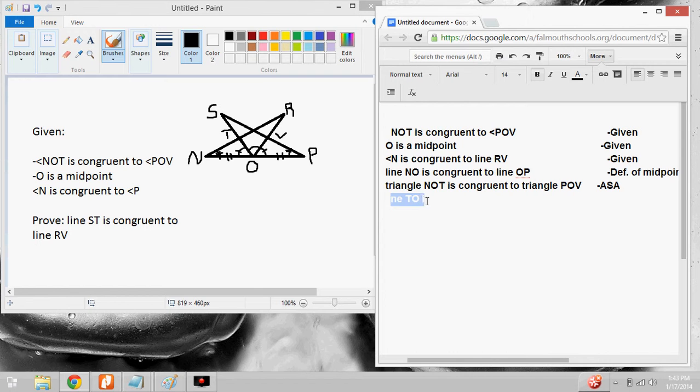So now we can say that TO, this line, is congruent to VO, this line, because of the fact that congruent parts of congruent triangles are congruent, CPCTC.